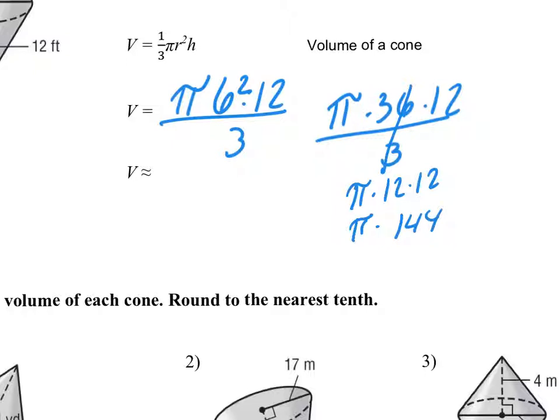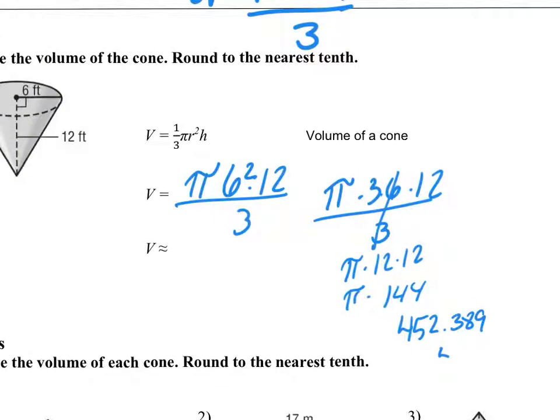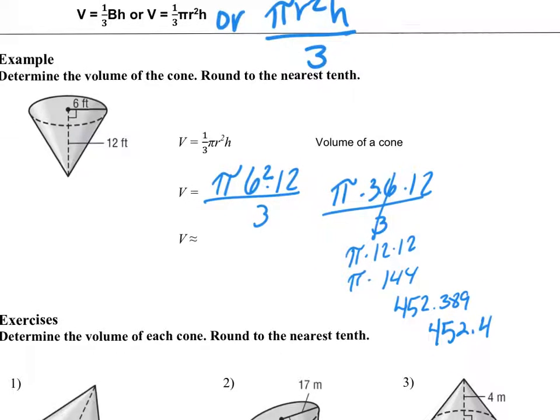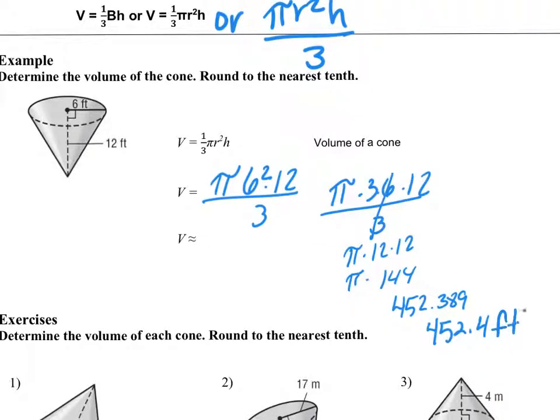Wait. What did you just do? Okay, 144 pi. I got 452.3, and it's going to be 389 such and such. It says round to the nearest tenth, so 452.4 is what I would get. So 452.4, and it's going to be feet cubed.